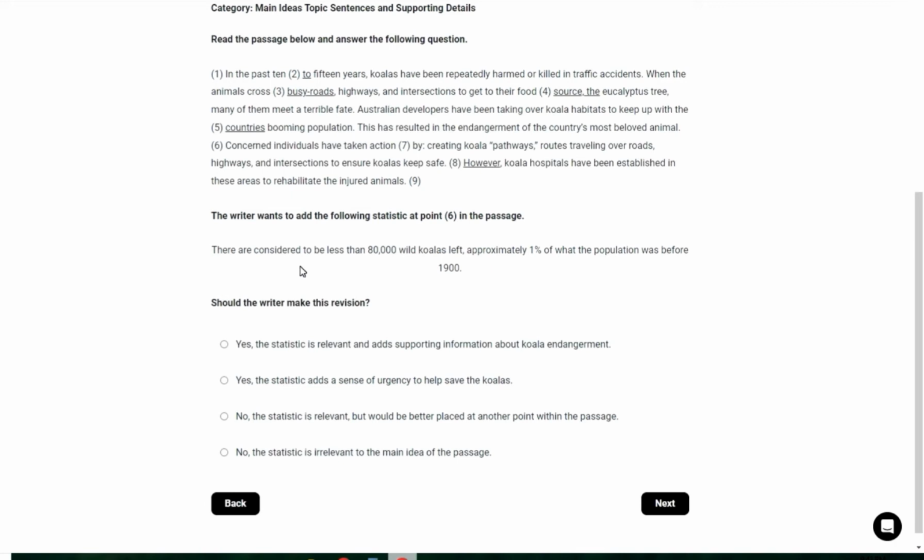So an easy way to think about this: does it make sense? If I added it in, does it help describe it? In this case, the answer is yes, it does help describe it. And so that helps me kick out C and D in this specific question. Now, when we look at A and B, A is saying that it's relevant and adds supporting information, and B is saying it adds a sense of urgency. So let's check, does it add a sense of urgency? Not necessarily. It's just saying that there's less than 80,000 koalas left, which is unfortunately 1% of what the population was. And so the best choice here would be A. It's relevant and it adds supporting information about the endangerment.